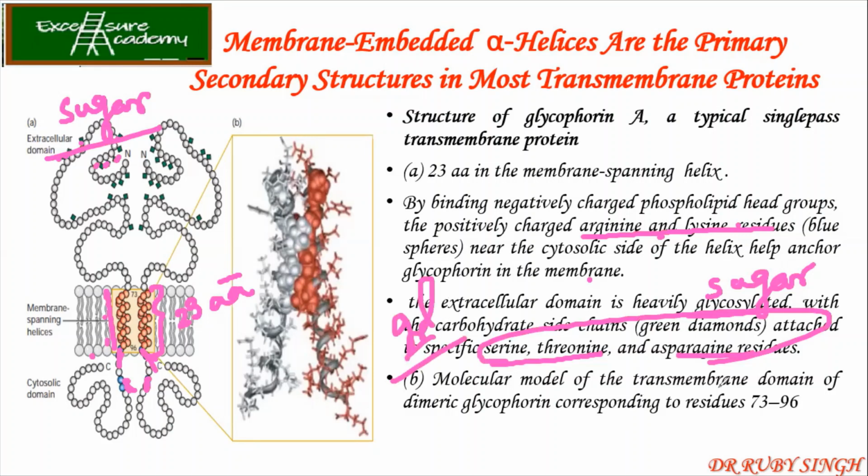Now, this is the molecular model of the transmembrane domain of dimeric glycophorin, corresponding to residues 73 to 96. They are talking about this. If you want to study the 3D structure of a protein, there is something called PyMol. Have you heard of PyMol?